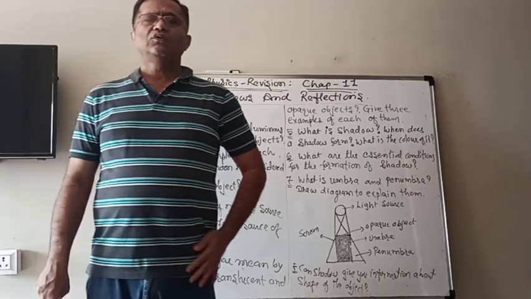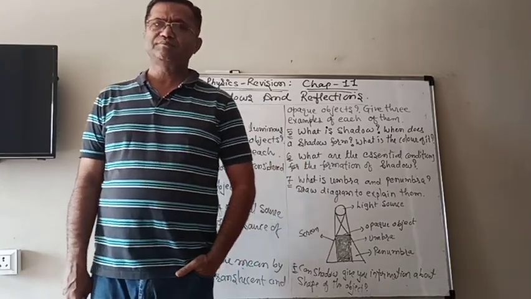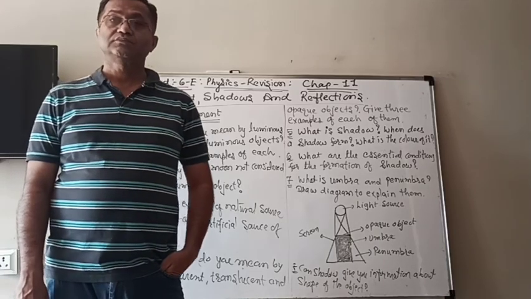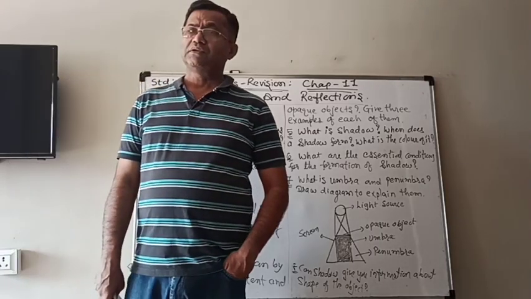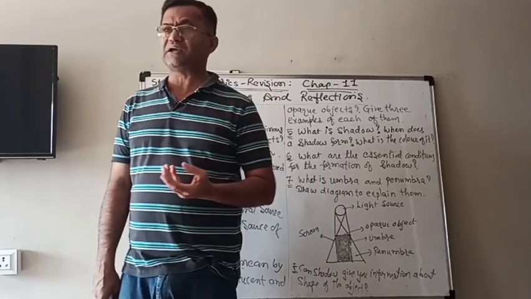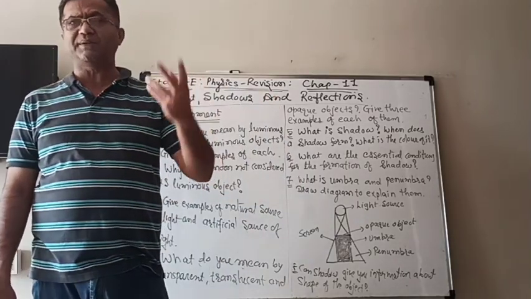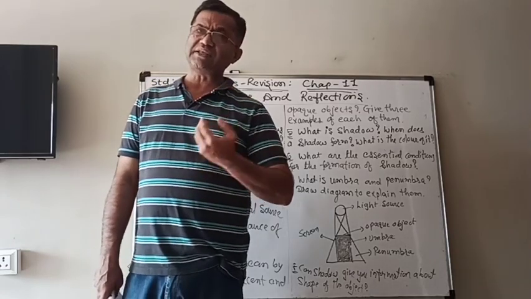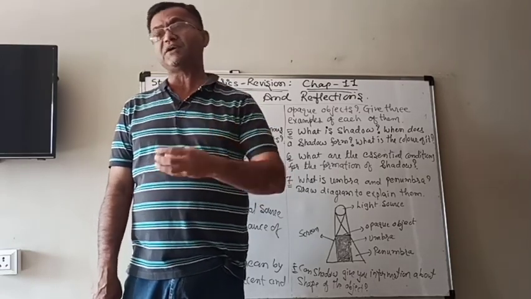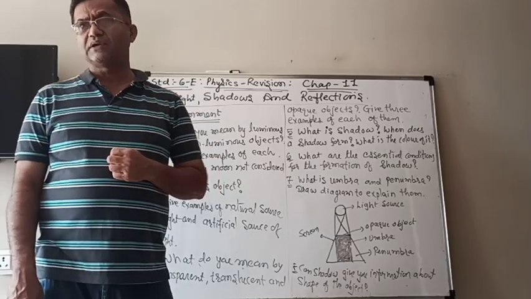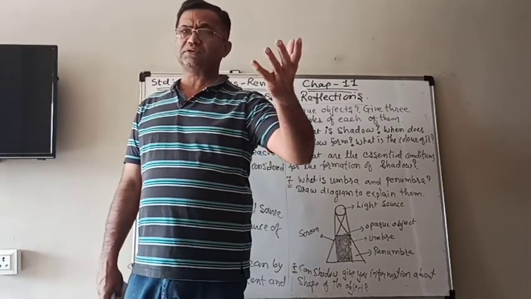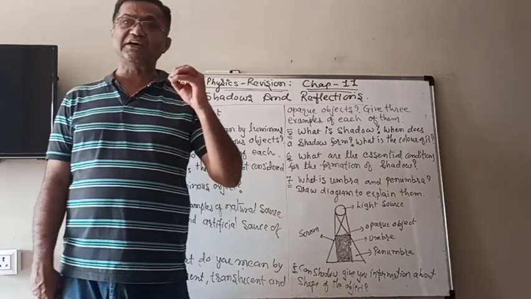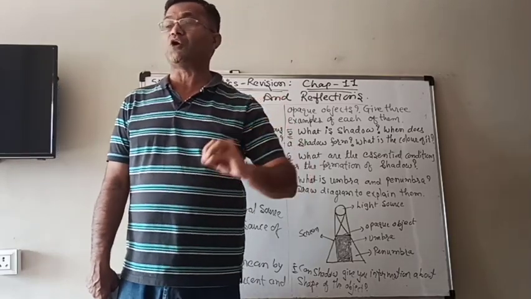If you notice properly the color of the shadow, the objects can be of different colors: red, white, blue, pink, green, etc. Do we see that the shadow of that object is also of the same color? If you hold a red object, will the shadow be red? No. Shadow does not depend on the color of the object.